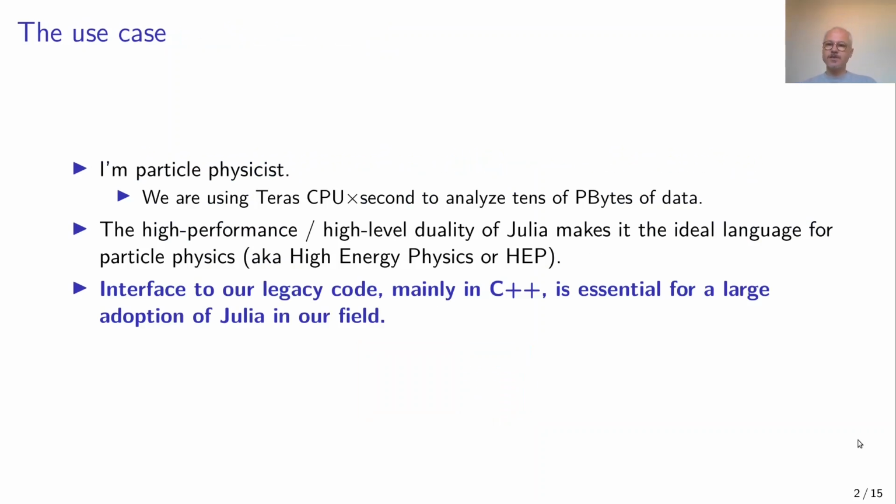I'm a particle physicist working in a large experiment, and we are using teras of CPU seconds to analyze tens of petabytes of data. The high-performance, high-level duality of Julia makes it the ideal language for particle physics, also known as high-energy physics, or HEP. And this is the reason why I'm here today with you. Nevertheless, we have a large legacy of code, mainly written in C++, and the adoption of Julia in our field can happen only if we can interface to this existing code.